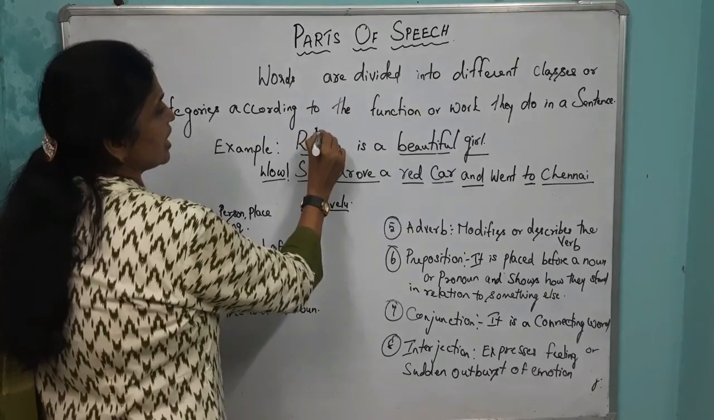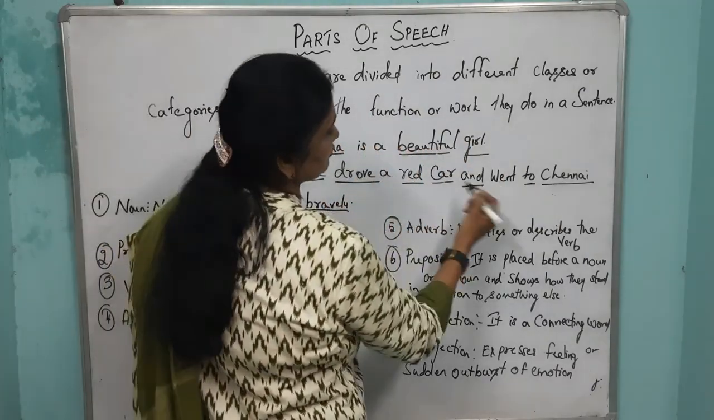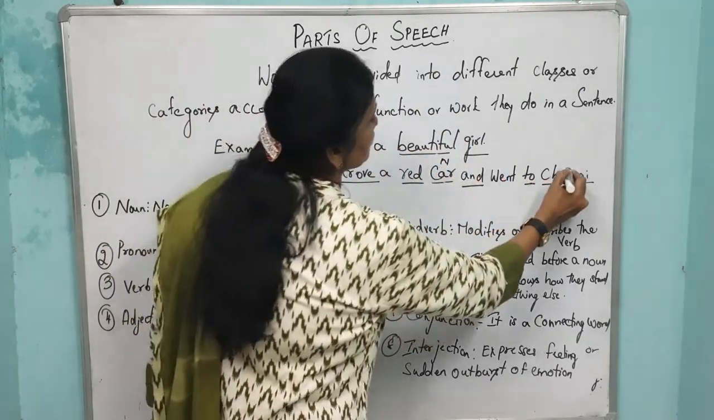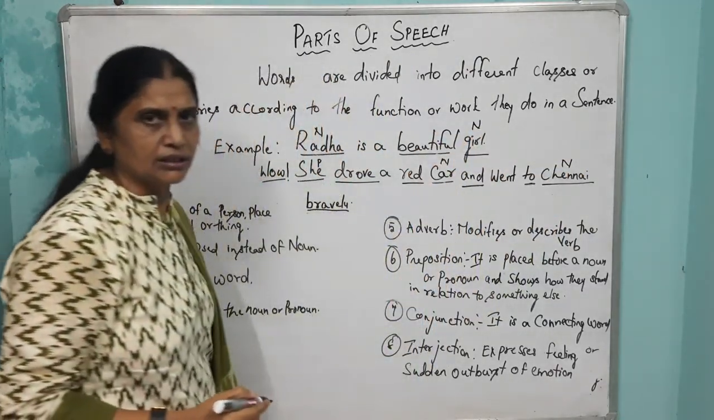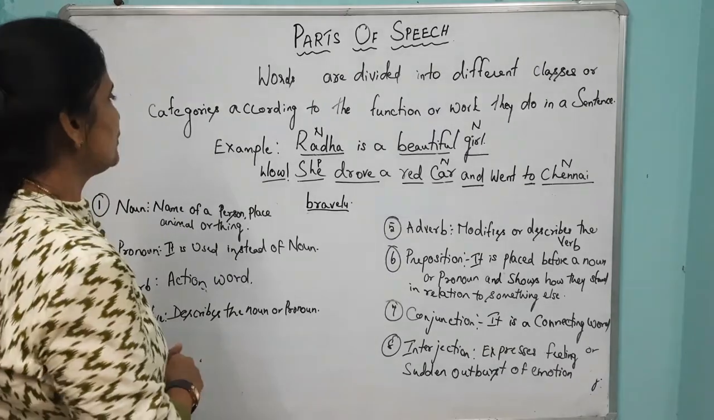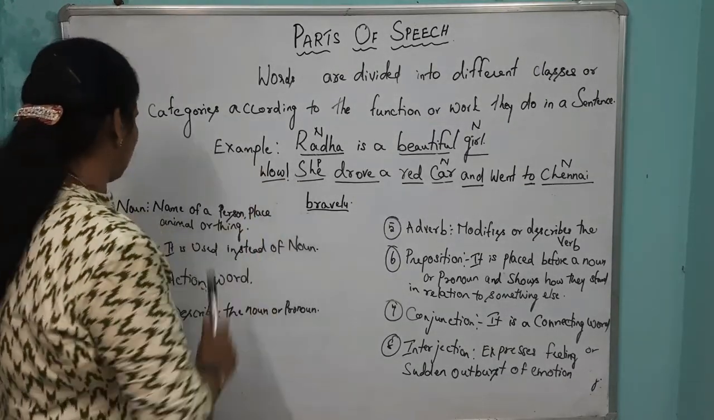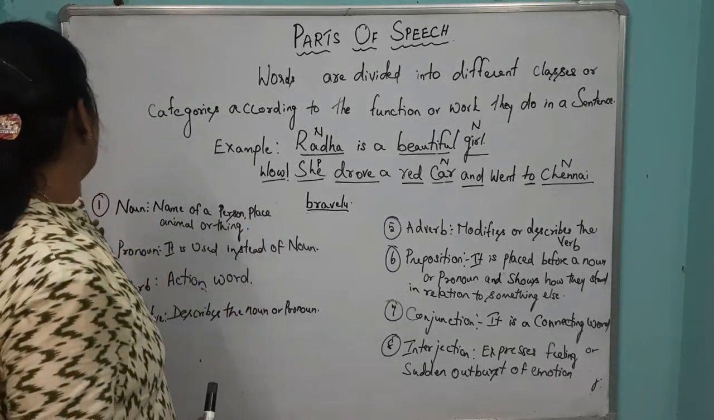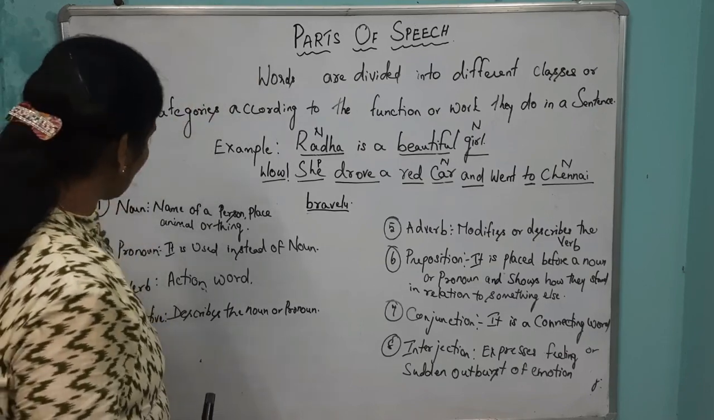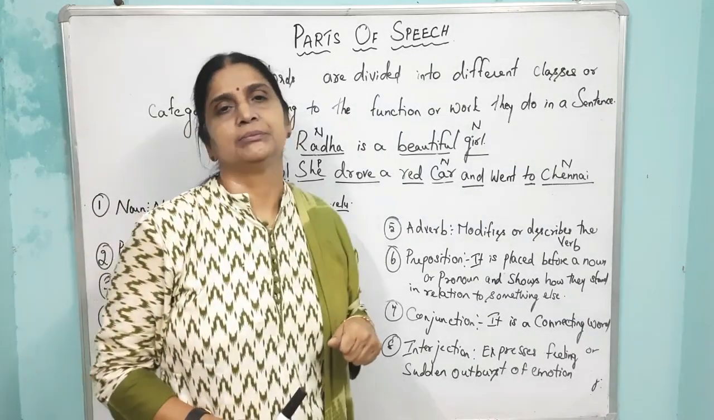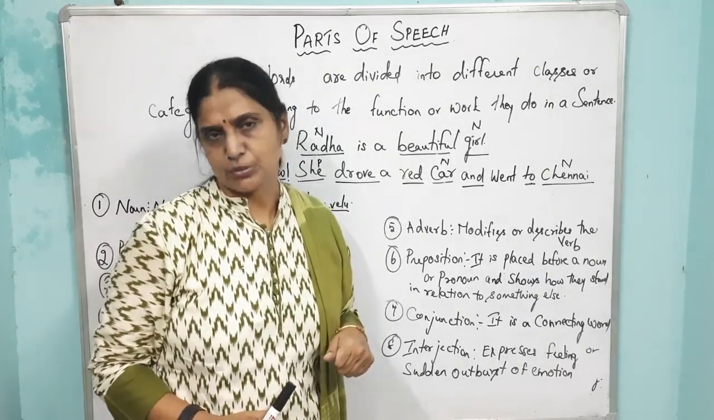Pronoun. This is a noun. And this is also a noun. And this is also a noun. Even girl is also a noun. Now we also identified the pronoun. Now the next one in the category of parts of speech is verb. Verb, a very important part of speech.